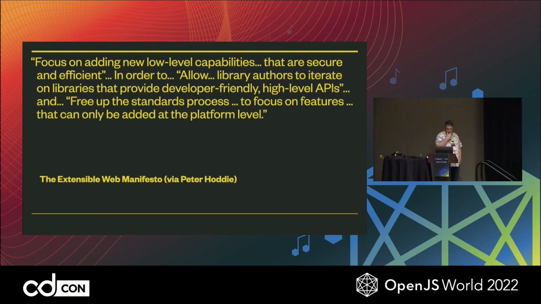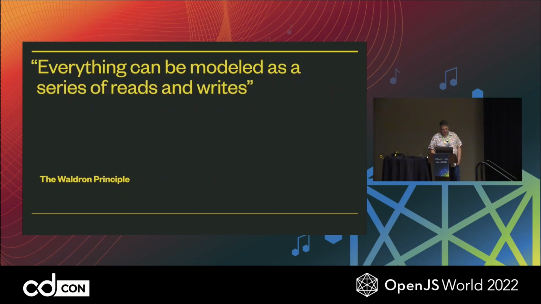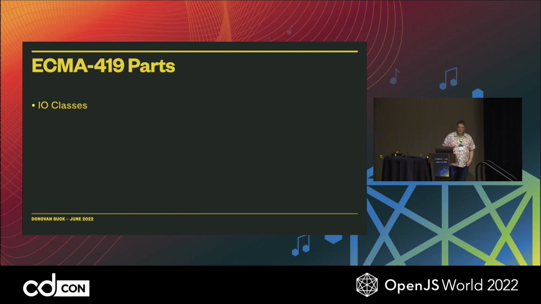So let's talk about guiding principles real quick. This slide has language from the Extensible Web Manifesto, but it's been edited so that it's not web specific, but it still captures the intent. We're going to focus on adding new low-level capabilities that are secure and efficient in order to allow library authors to iterate on libraries that provide developer-friendly high-level APIs, and free up the standards process to focus on features that can only be added at the platform level. So this focus guided the work of TC53, as did the Waldron principle, which states that everything in hardware can be modeled as a series of reads and writes, which is simple but true. And the natural result of those two principles was ECMA-419.